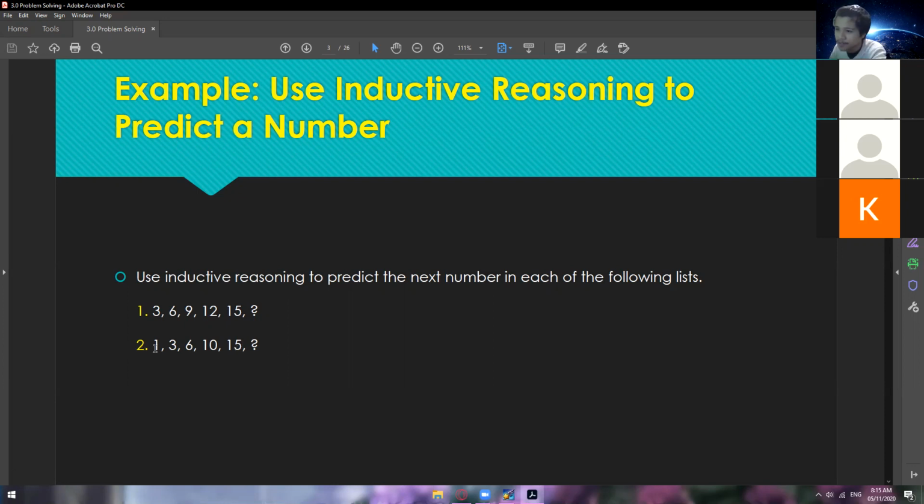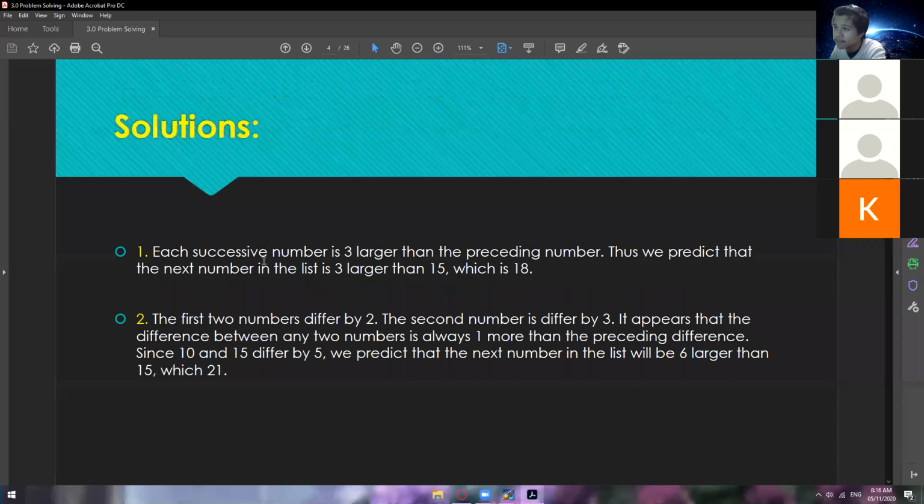For number 2, the answer is 21. As you can see, we started with a difference of 2, then a difference of 3, a difference of 4, a difference of 5, and of course the next one is a difference of 6. So 15 plus 6 is 21. We based it on those five examples, those patterns. Here are the solutions.